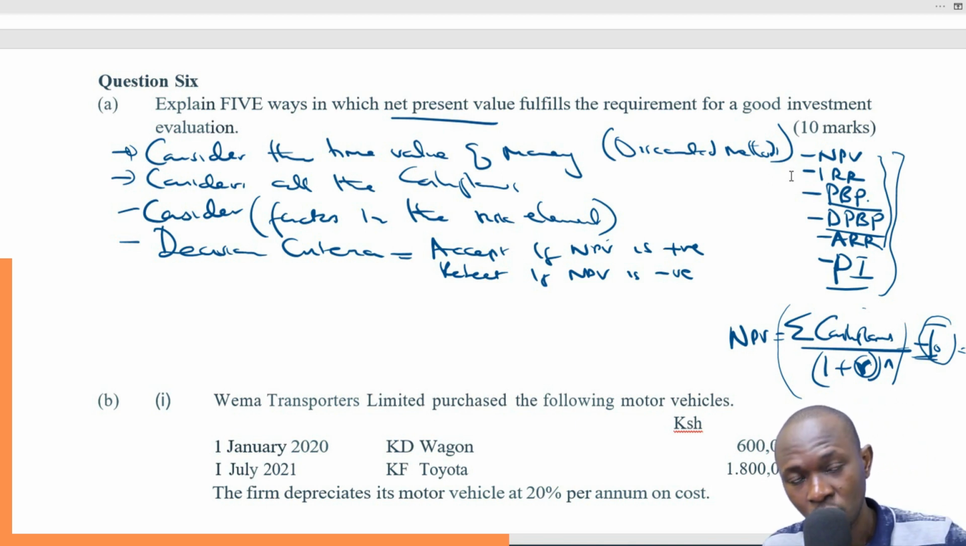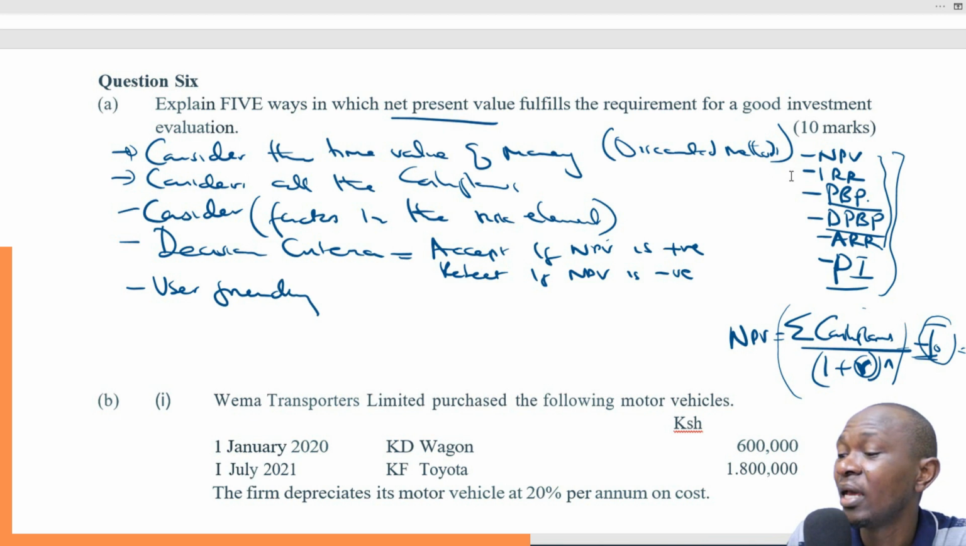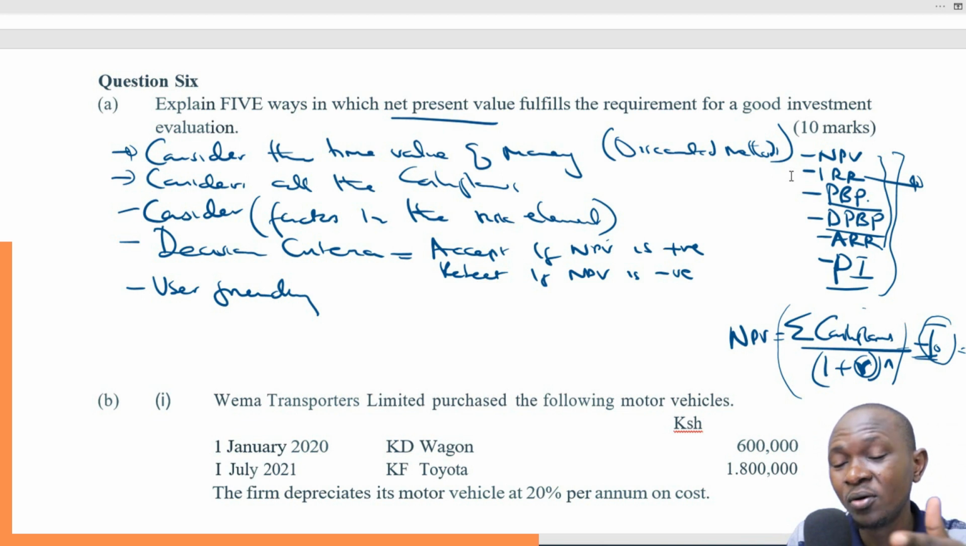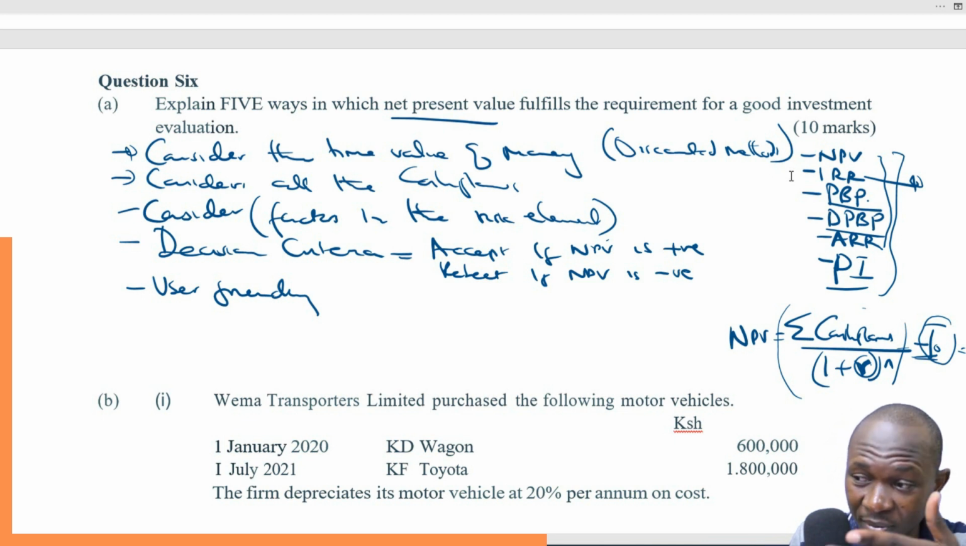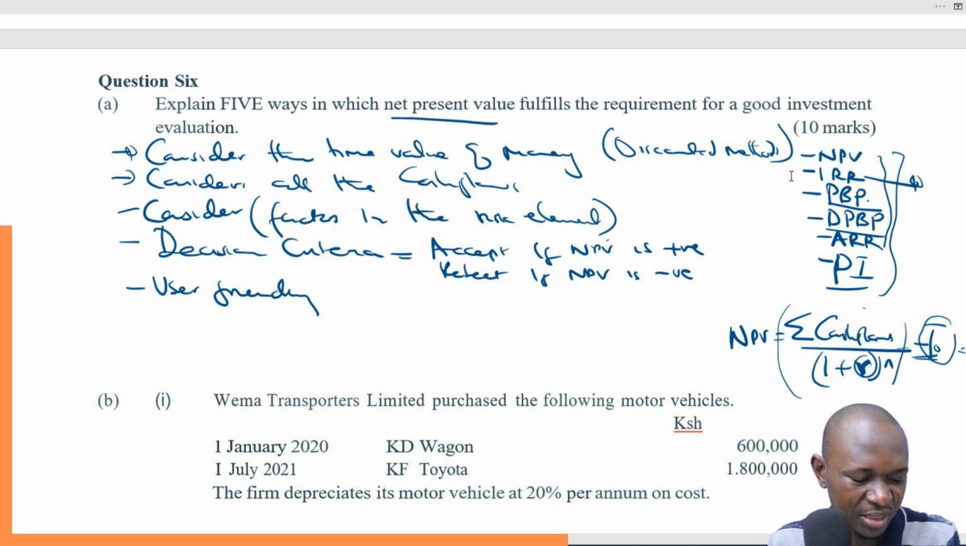Unless you're talking about two or more items, then in that case you pick the one with the highest positive. Even the computation of NPV is quite user-friendly, unlike others. Look at IRR: you will have to iterate so many times. It's trial and error. You will have to use other formulas. I know you must have used that formula for IRR. So it's not friendly, and most students will not like it because it's a bit long and cumbersome. But with this one, you go straight to the point, so it's user-friendly, and that makes it very easy for anybody to use.